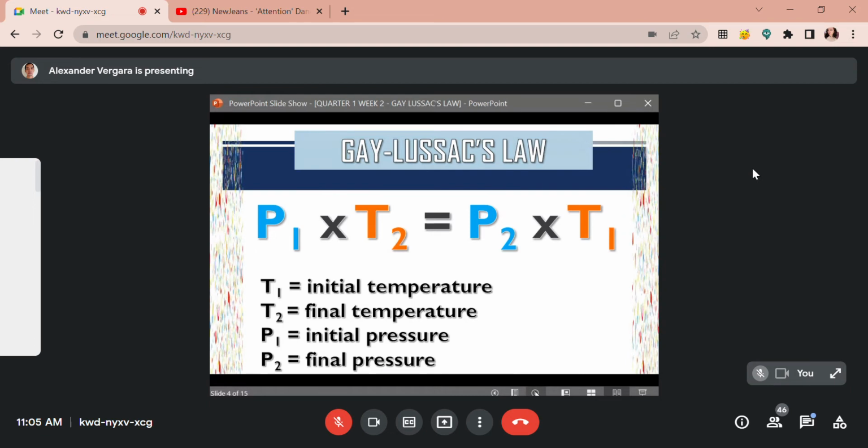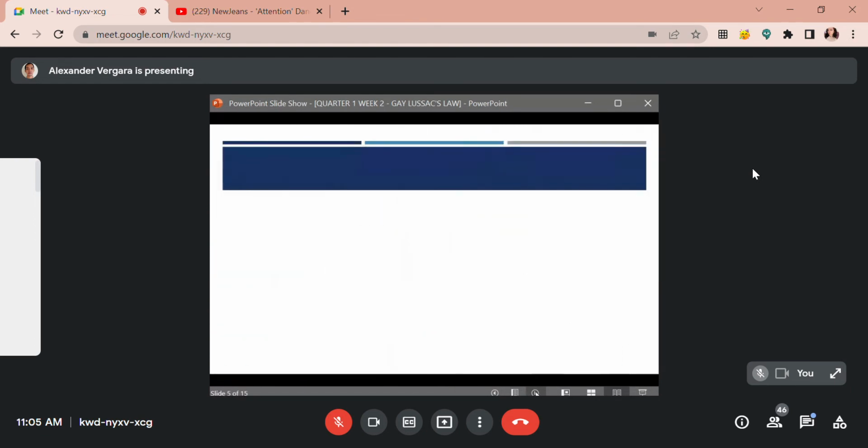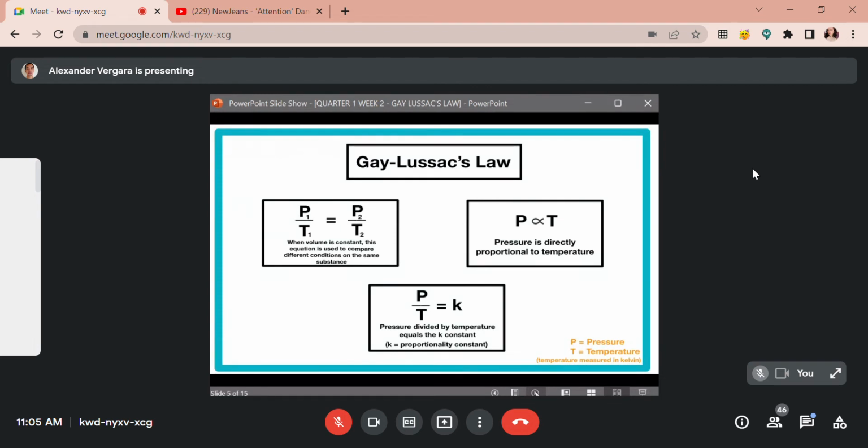Okay, so I hope you already took a screenshot of Guy Lussac's law. Now, look at this figure in Guy Lussac's law. This is another style of putting the formula aside from that general formula. We have P1 over T1 is equivalent to P2 over T2. Here the pressure is directly proportional to the temperature.